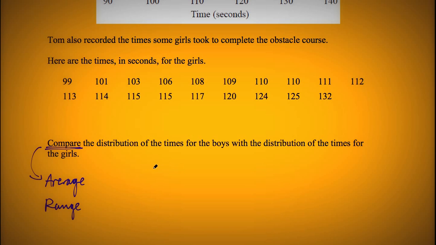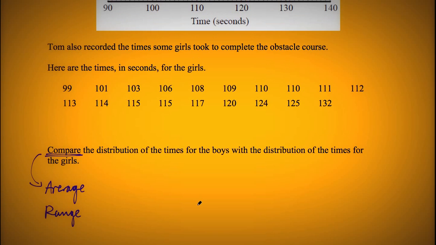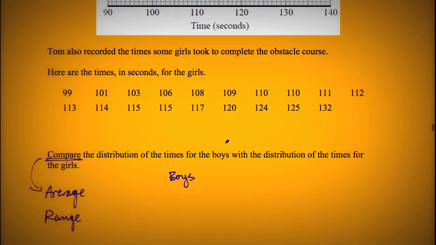Because it's a compare question, it'll also need some written description. But let's do some calculation first of all. We can't work out a mean or a mode from the boys' results, because they're given as a box plot, but we can work out the median. So the median for the boys is 115.